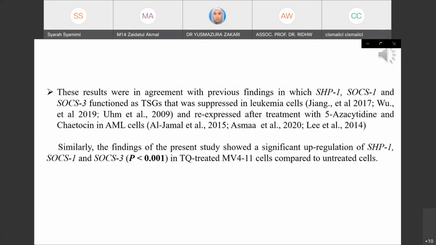These results were in agreement with the previous findings in which SHIP1, SOX1, and SOX3 functioned as tumor suppressor genes that were suppressed in leukemia cells and re-expressed after treatment with 5-azacitidine and decitabine in AML cells.